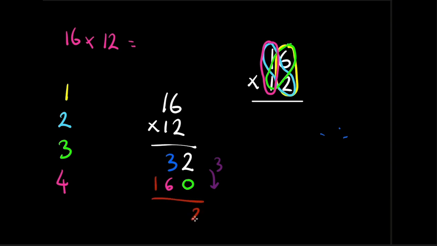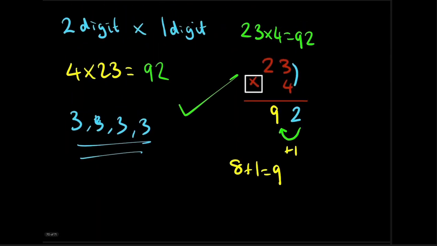Add it all together: 2, 3 plus 6 is 9, 1, and that's 0. So that equals 192. So that is how you do multiplication in all 3 steps.